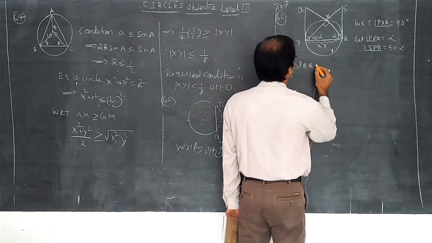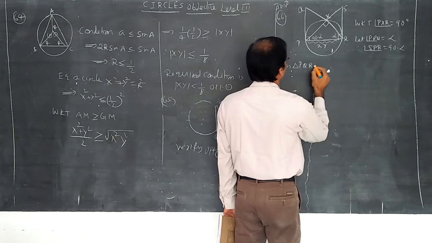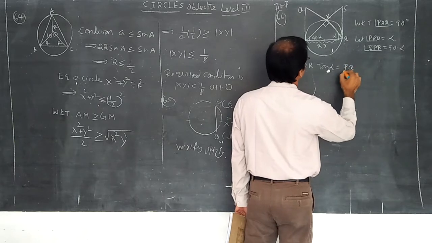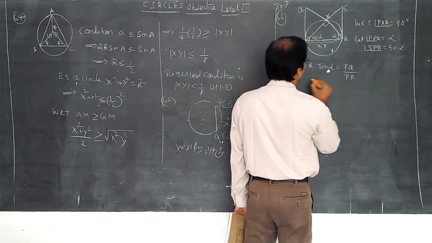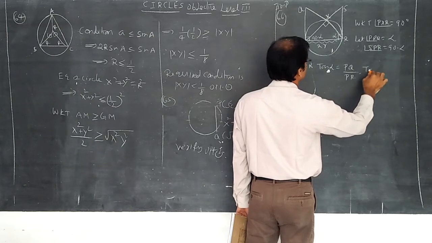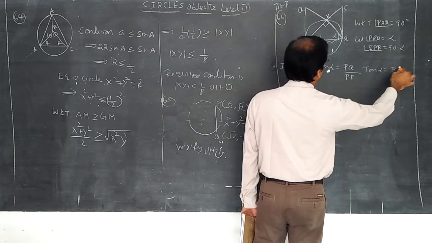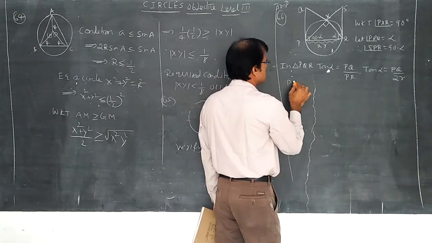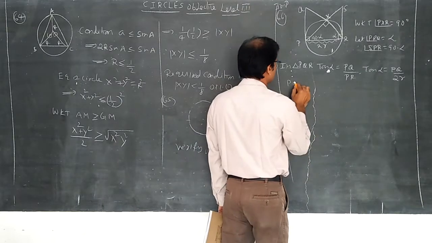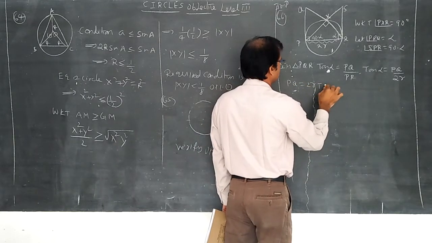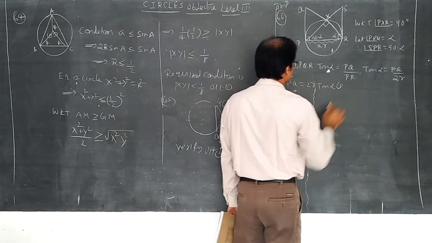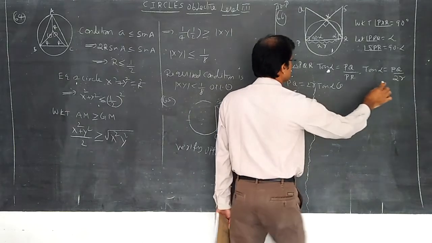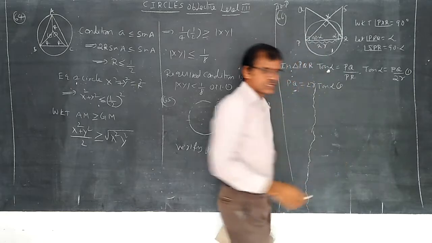In right triangle PQR, we can write tan alpha is equal to PQ by PR. So tan alpha is equal to PQ by 2R. PQ is equal to 2R tan alpha. Put here first equation. This is only the first equation. No need to cross multiply.